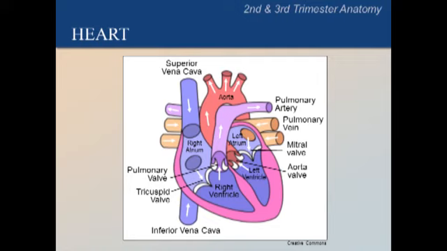Now let's consider the heart. In the second and third trimester, you can clearly see the heart beating. There are 4 spaces or chambers in the heart, the right and left atrium, and the right and left ventricle. Blood flows through the chambers and out the aorta to the rest of the body.